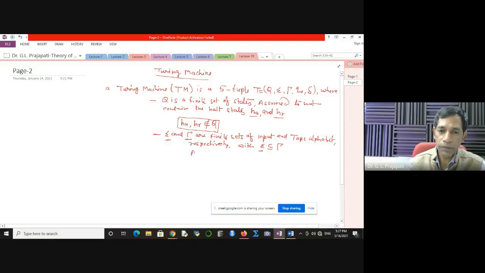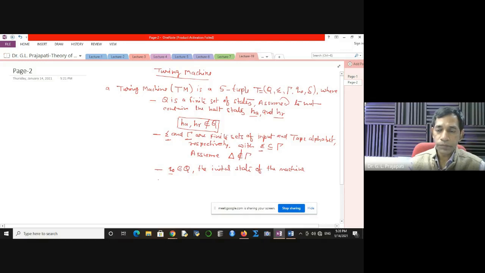We also assume that the blank symbol is not in the tape symbols. So the tape alphabet does not contain the blank symbol. When there is nothing in the square, we assume that there is a blank. Q0 is the initial state of the machine. Your Turing machine starts with the state Q0, and this is an element of Q.